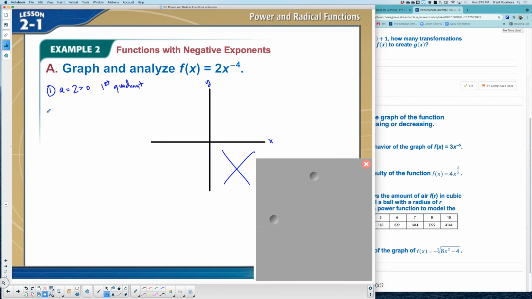What is rule 2? The shape. That goes off the power. What is my power this time? -4. Okay, so go back to the cheat sheet. You haven't seen this yet. The question I will be asking you is, is B greater than 1? Is it equal to 1? Is it negative, or is it in between 0 and 1? The answer is obviously it's negative. So what type of shape is it going to take if it's less than 0, meaning it's negative?